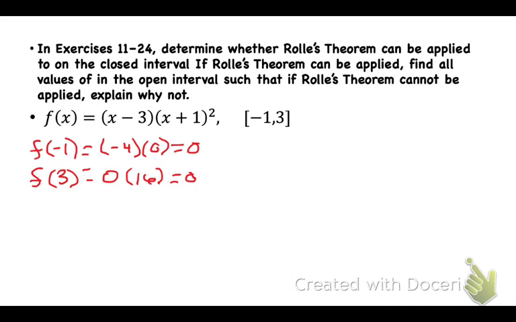Did you get them to equal? Yeah. Okay, so f of -1 equals f of 3 equals 0. So Rolle's theorem works, so I keep going. So what's my next step?